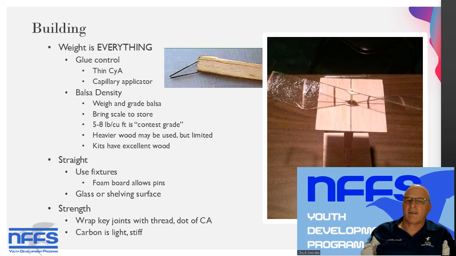Heavier wood than 5 to 8 pounds per cubic foot may be used, say, for the spars, but the uses for it are limited. So you definitely want to stay in the 5 to 8 pound per cubic foot range, maybe approaching 8 pounds for the spars and approaching 5 pounds for the ribs. The motor stick is probably going to be 6 or 7 pound wood, and go from there.